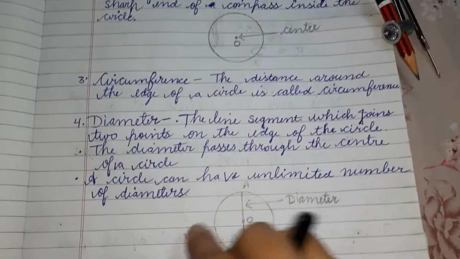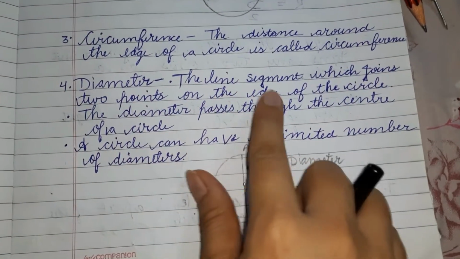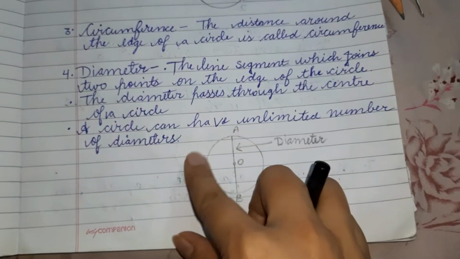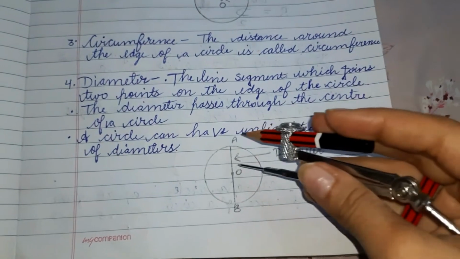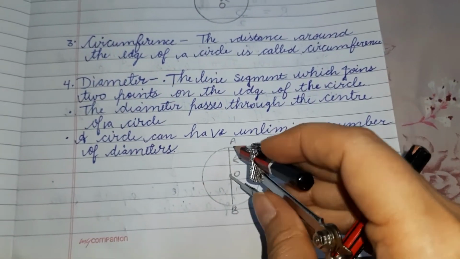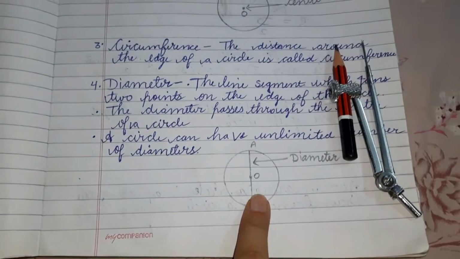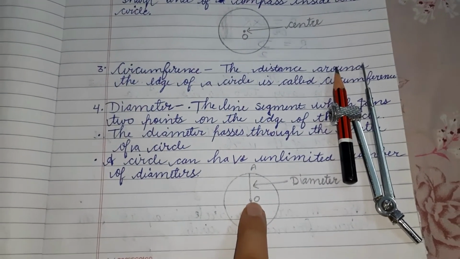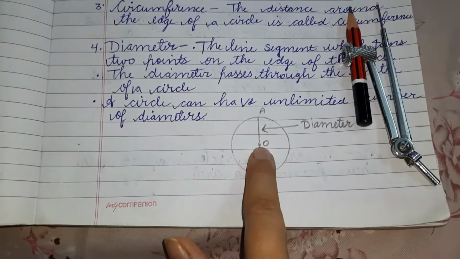What is meant by diameter? The line segment which joins two points on the edge of circle is known as diameter. So students, I have drawn a circle with the help of this compass, by placing the sharp pointed tip of the compass on a sheet of paper and then moving it in a circular direction. This will be my center. Center is always named by a letter. I have named it by a letter O here. So O is the center of the circle.